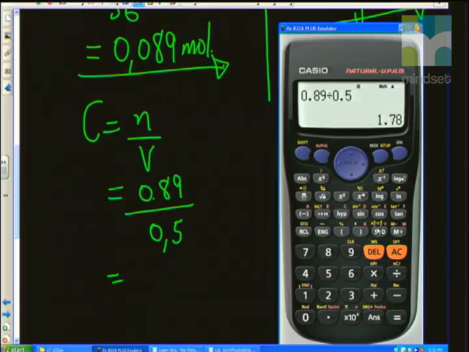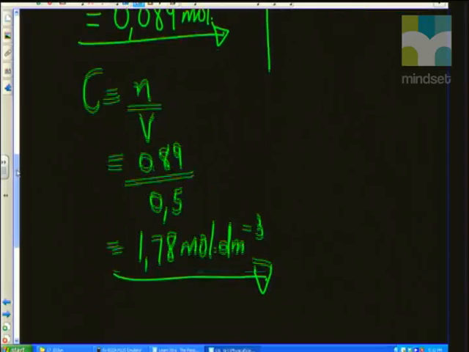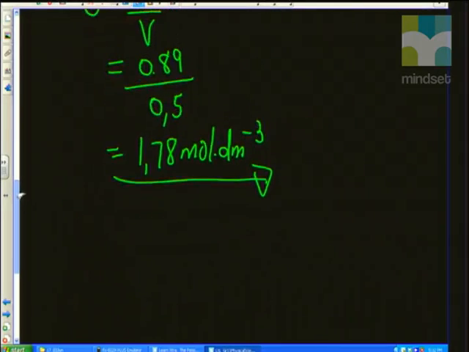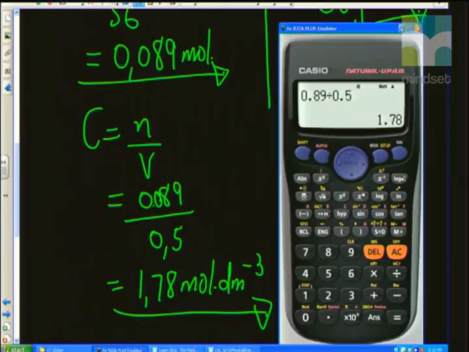That's going to be 1,78 mole per cubic decimeter. So that becomes the concentration. Okay. There we go. Let me see. I think there's something wrong here. Let me work, because here we made a mistake. That must be 0,089 divided by that. So let's go back to the calculator again quickly and we fix that.